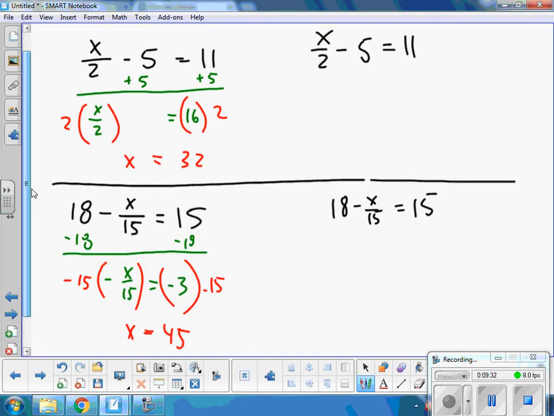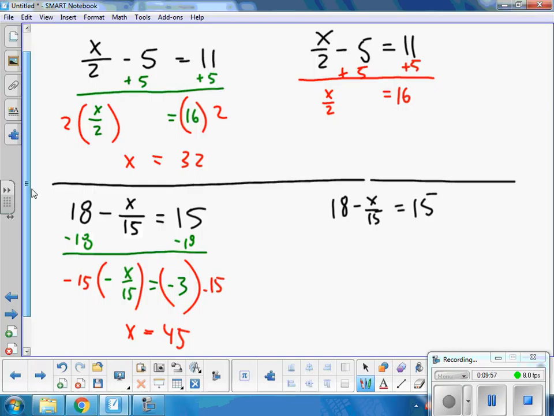X divided by 2 minus 5 equals 11. So I look at the side with the variable, which is the left side, but it's not always the left side. That's why I'm talking like this. I see I'm minusing 5, subtracting 5, so I'm going to add 5 to both sides. And I end up with x over 2 equals 16.